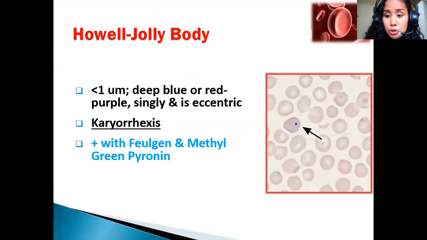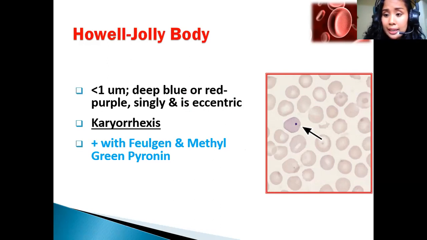So one thing na gusto kong isipin nyo, if it's DNA, paano malaman by looking at the dot kung DNA? It should be Feulgen stain positive, and methyl green pyronine. So pag binigyan ko ng ganyang image at sinabi kong Feulgen positive, meaning it's DNA, guys, it's Howell-Jolly bodies. So may DNA na natira apparently.